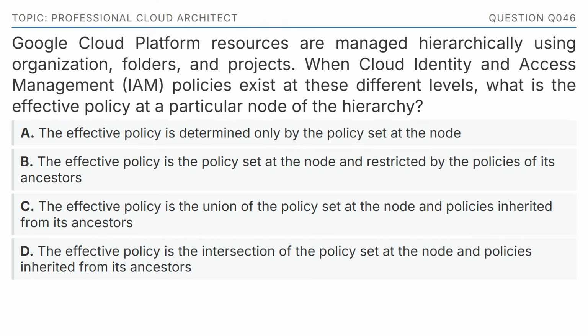The options are: Option A, the effective policy is determined only by the policy set at the node. Option B, the effective policy is the policy set at the node and restricted by the policies of its ancestors. Option C, the effective policy is the union of the policy set at the node and policies inherited from its ancestors. Option D, the effective policy is the intersection of the policy set at the node and policies inherited from its ancestors.